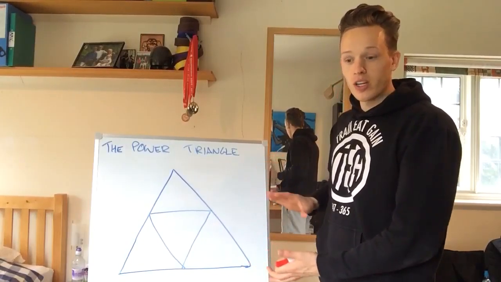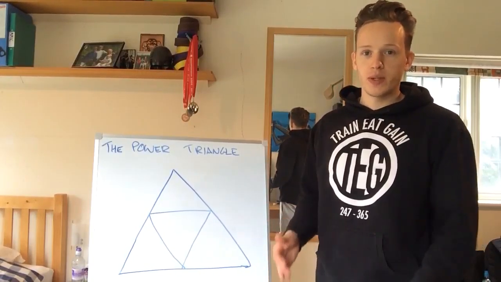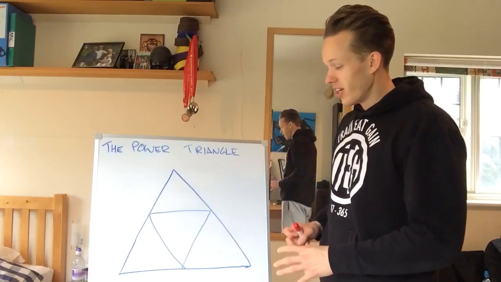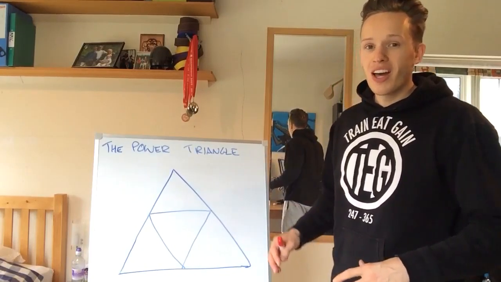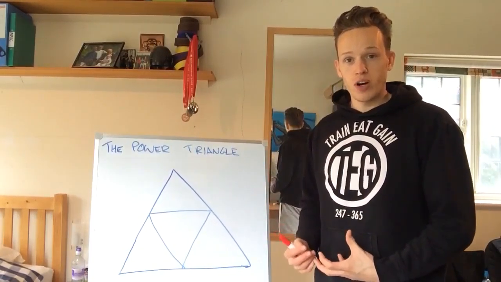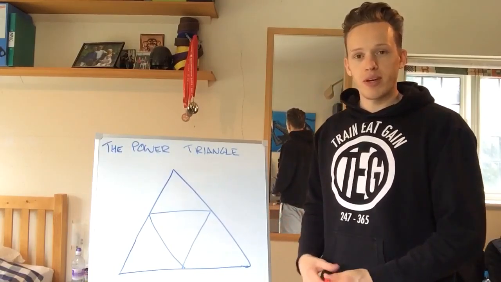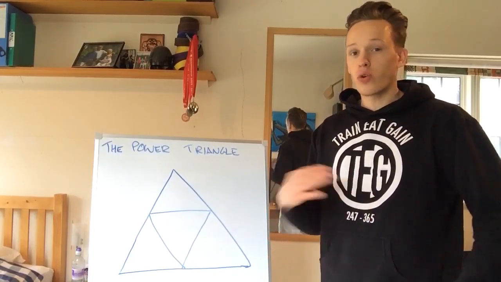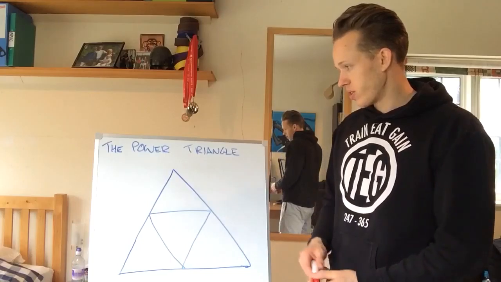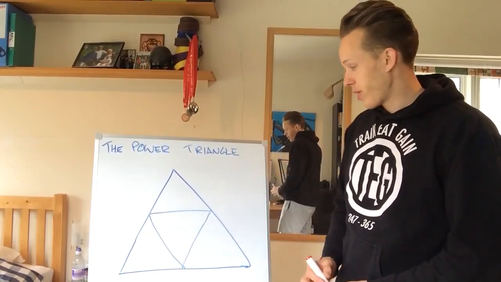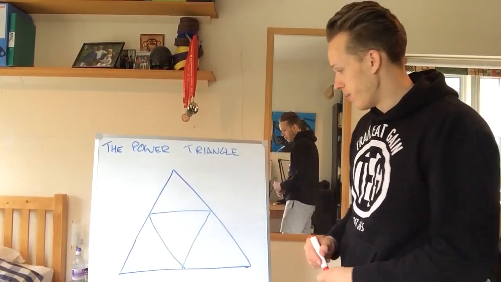So the power triangle is a really cool concept from the book 80/20 Sales and Marketing by Perry Marshall. It's a great concept to help you understand how a successful business works, so you can apply it to yours, so you can actually make a profitable business, so you can afford to run it and offer great value to your customers. So let's look at the actual power triangle and how it relates to business.